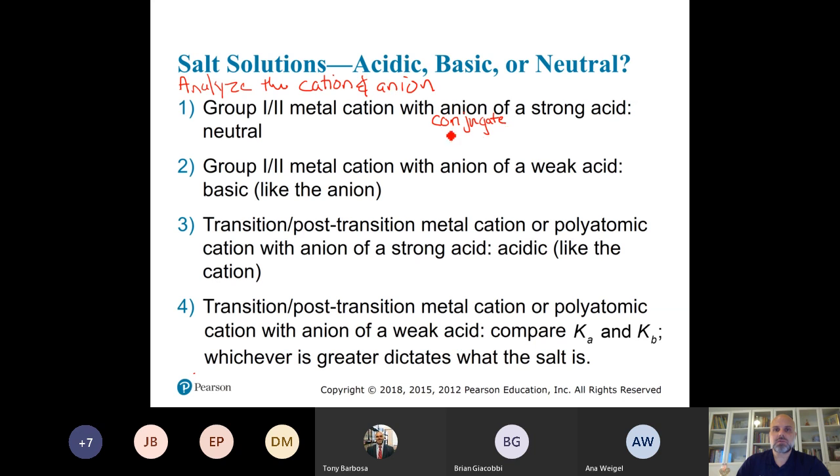Right, the conjugate base of that strong acid. You take the conjugate base of the strong acid, and that conjugate base is not in equilibrium with the acid, so it's going to remain neutral as well.